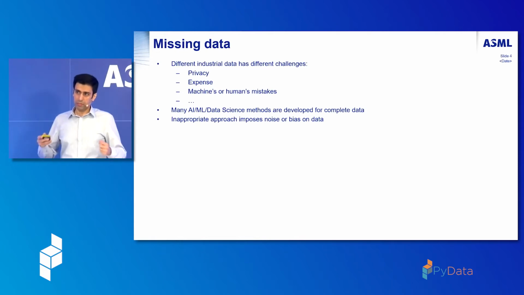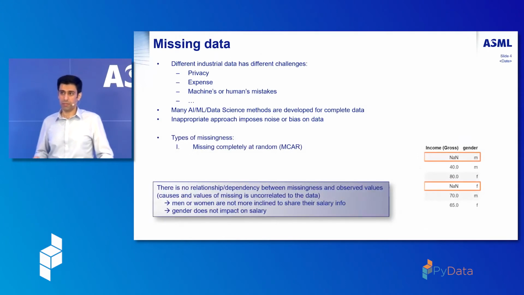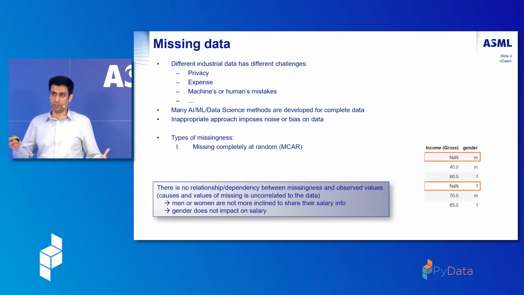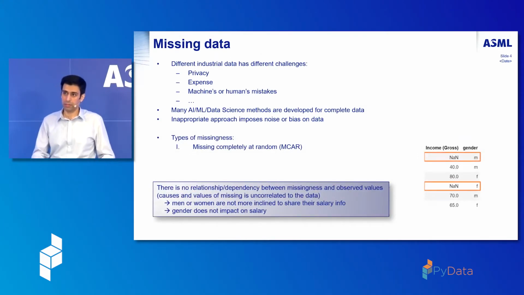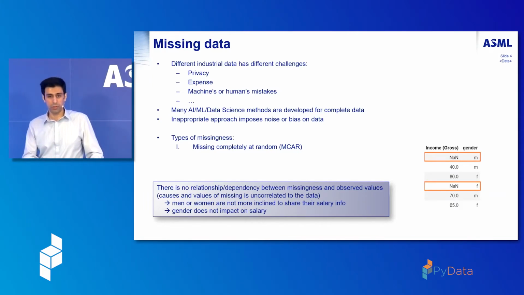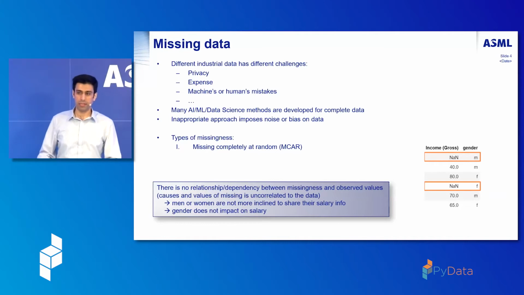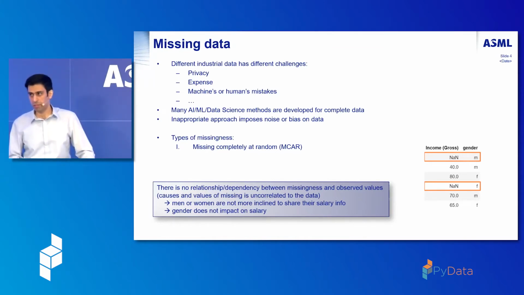To be able to find the right way, the first step is to understand the types of missingness. According to a big part of the literature, it can be categorized into three groups. The first one is called missing completely at random. In this case, there is no particular reason that data is missing, but also there is no relationship or dependency between the observed variables and the variables with missing values.